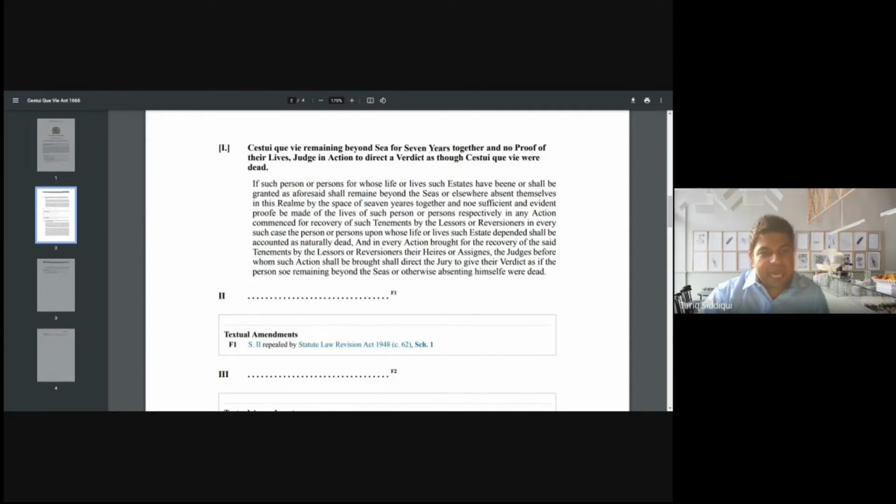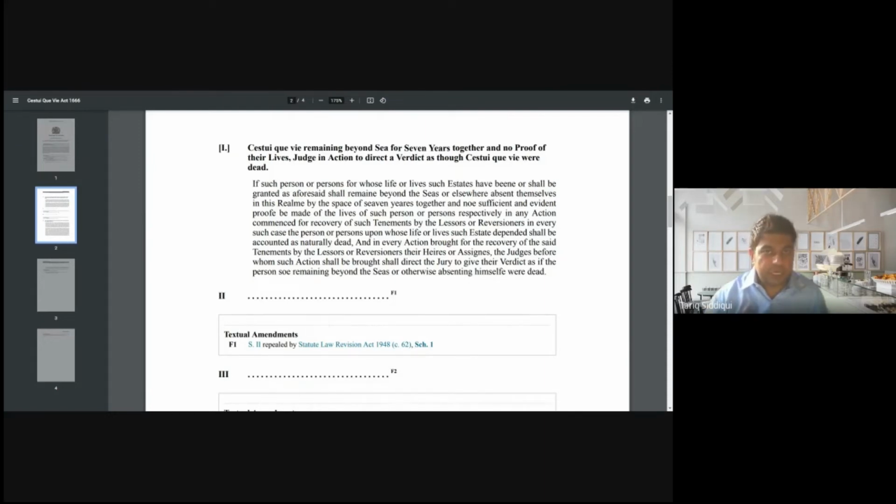And in every action brought for the recovery of the said tenements by the lessors or reversioners, their heirs or assigns, the judges before whom such action shall be brought, shall direct the jury to give their verdict as if the person so remaining beyond the seas or otherwise absenting himself were dead.